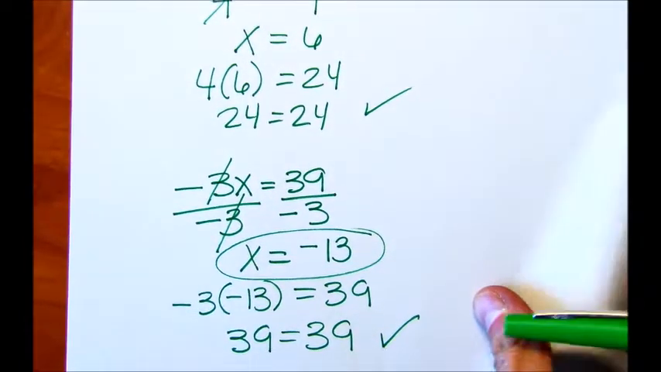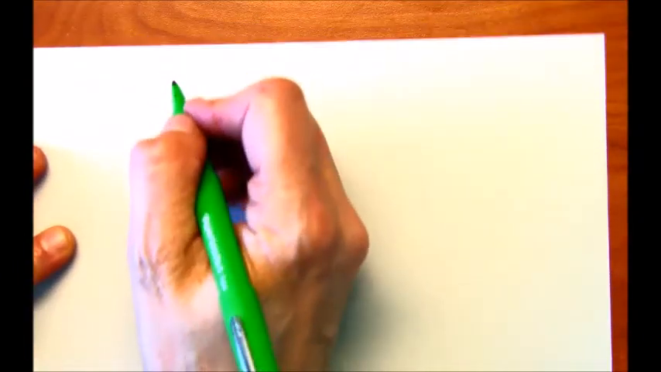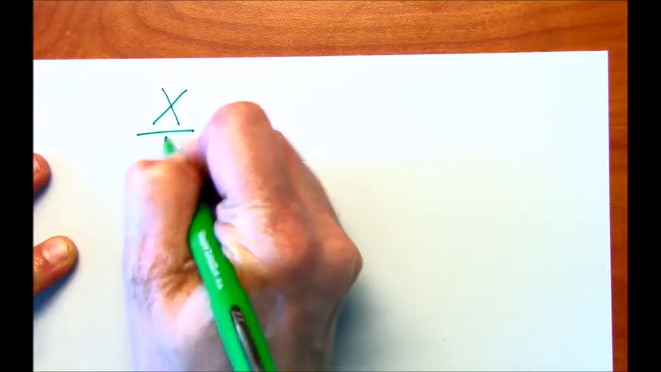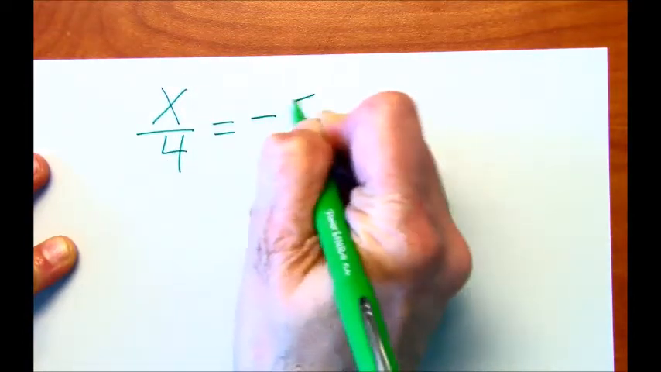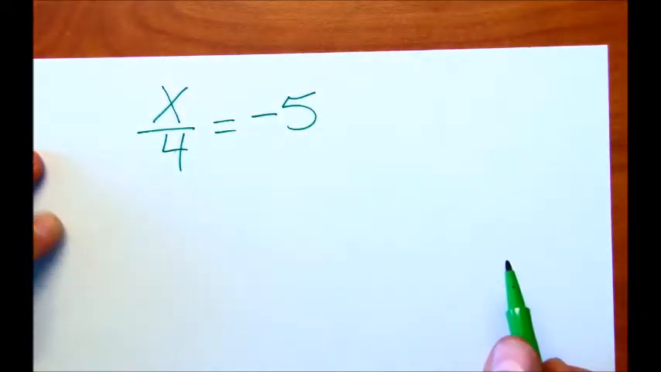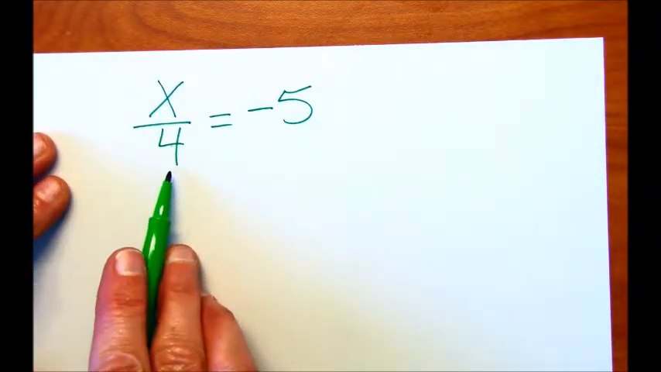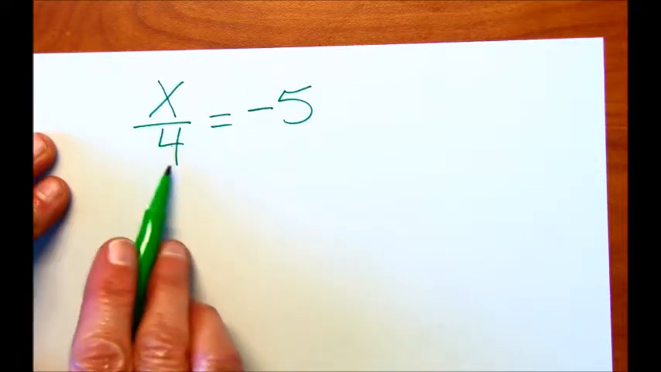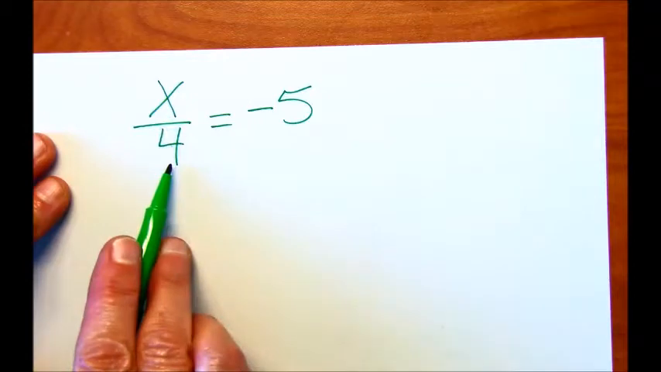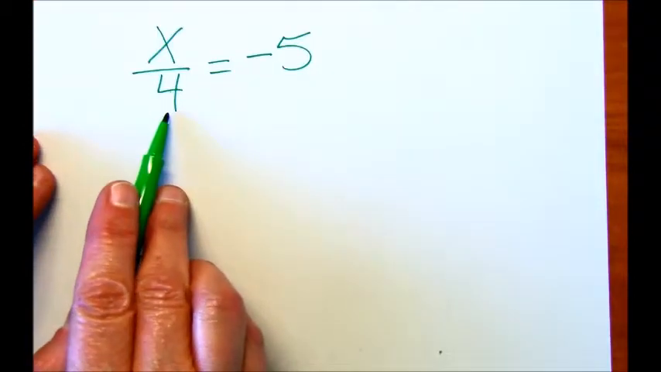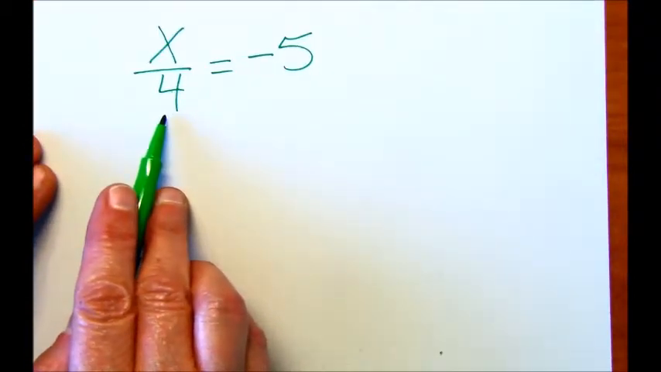Now let's do a couple more problems in which we're dividing. In this problem we have x divided by 4 equals negative 5. It looks like a fraction here, but if you're thinking of just operations, the operation that's occurring is division. We're dividing x by 4. Now, the inverse of division is multiplication.